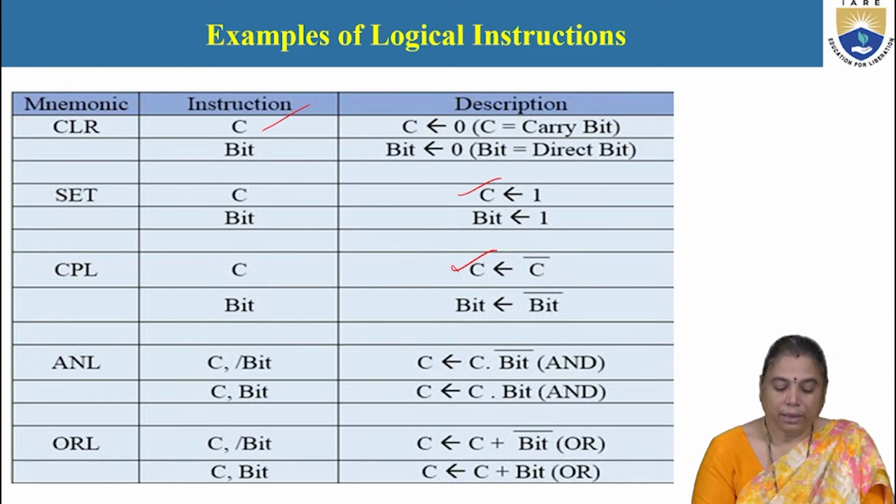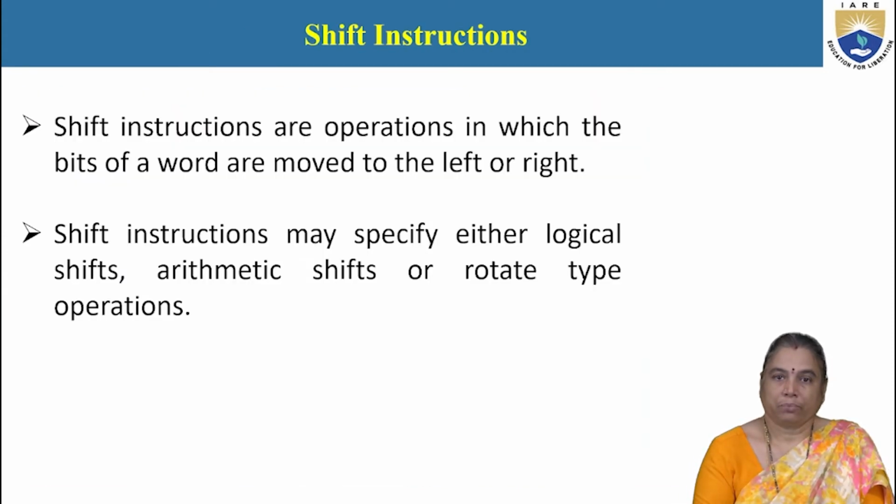So here ANL means the AND logical operation can be applied on each individual bit of the C register. ORL means the OR logical operation can be applied on individual bits of the register C. So in this way the logical instructions can be applied in assembly language programs.